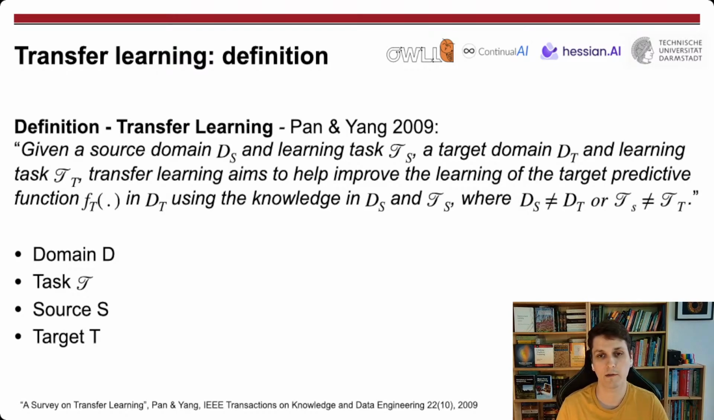This definition reads out that given a source domain, D source, and learning task, T source, a target domain, D target, and learning task, T target, transfer learning aims to help improve the learning of the target predictive function, F_T, in D_T, using the knowledge in the source domain and task, where, and this is the essential part, the source domain and the target domain are not necessarily the same, or respectively, the source task and the target task are not the same. So what we'll need to find out to understand this definition now are these four terms of domain, task, source, and target.